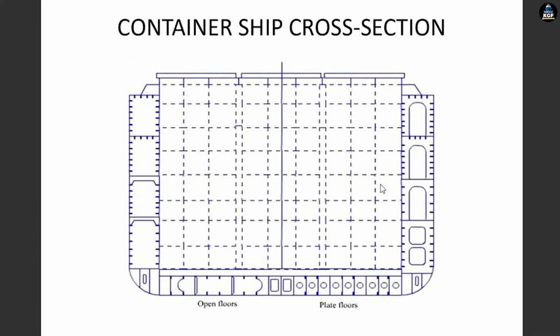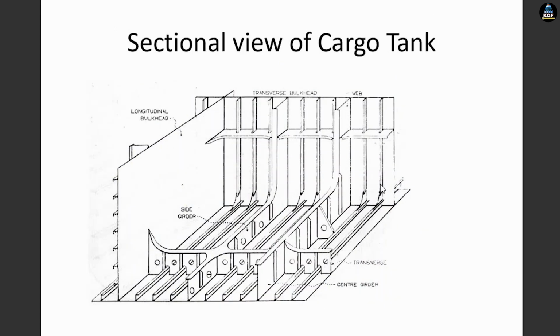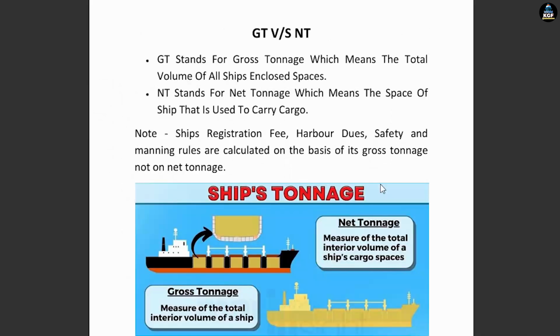So this is a container ship cross section. There are open floors and plate floor type double bottom tank. Sectional view of a cargo tank. So you can see the cargo tank, how a cargo tank looks from inside. Longitudinal bulkhead, how a longitudinal bulkhead looks. Transverse bulkheads, web frames, transverse, center girder and side girders.